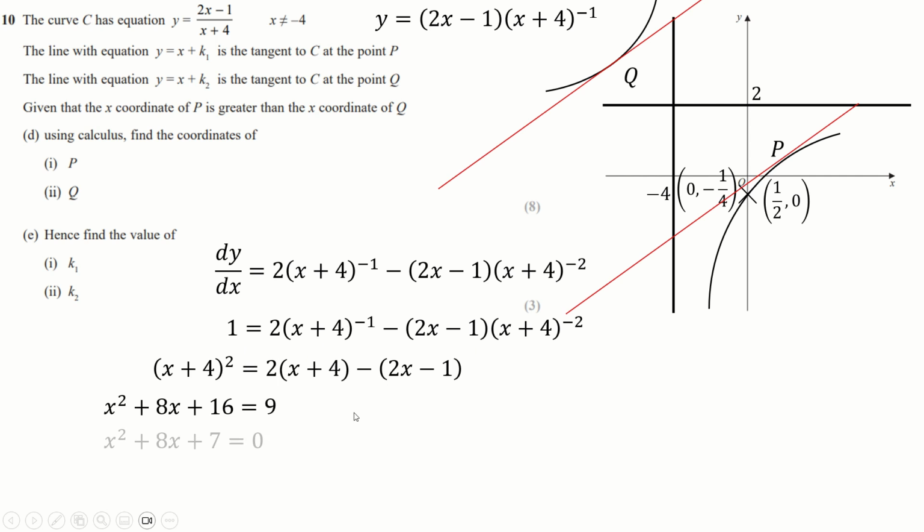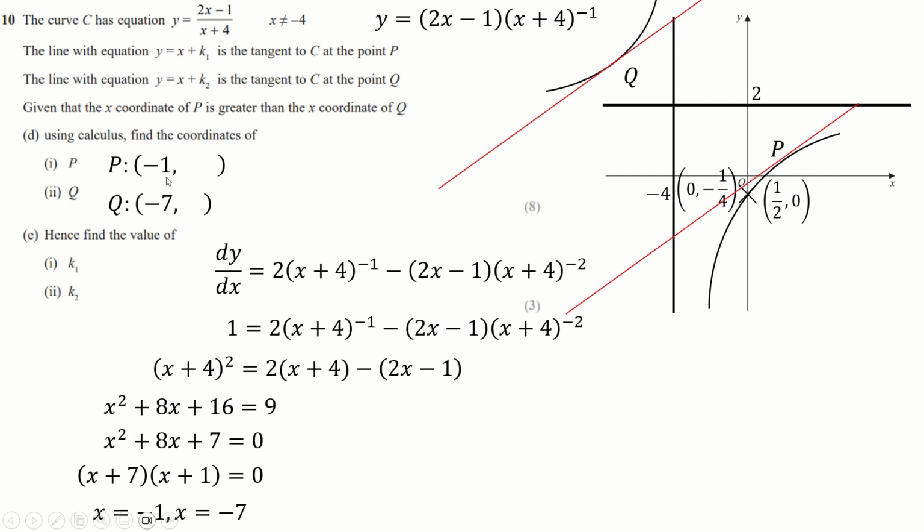That kind of expands out quite nicely. Factorize, and we get solutions of -1 and -7. So P has x coordinate 1. Sorry, -1. So the picture is a bit off, but that's okay. It doesn't matter. And Q has x coordinate -7. And then we can just shove those x coordinates into here. -1 times 2 is -2, -3 over +3 makes -1 there, I think. And then -7 is -14, -15 over -3, it looks like. So a +5, I think, will go there. And that's all of that done.